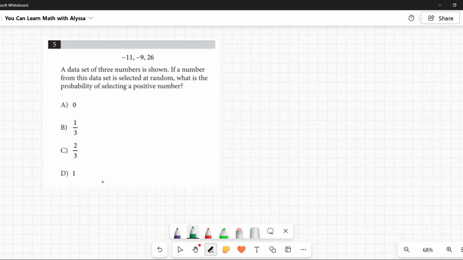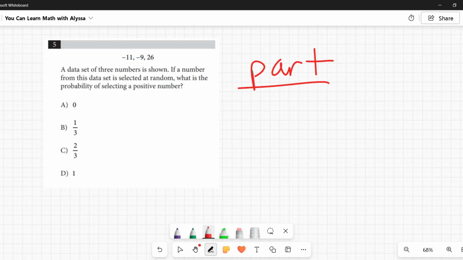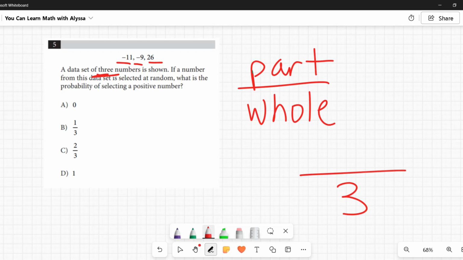Number 5, -11, -9, and 26. A data set of 3 numbers is shown. If a number from this data set is selected at random, what is the probability of selecting a positive number? So it's always the part out of the whole. So we're talking probability. What are the odds? What's the probability of this? The total number of options and then the part that we're looking at. So the total number of options, there's 1, 2, 3, and they're telling us again it's a data set of 3 numbers. So the total number of choices is 3. There's 3 numbers that could be chosen if we select a number at random.